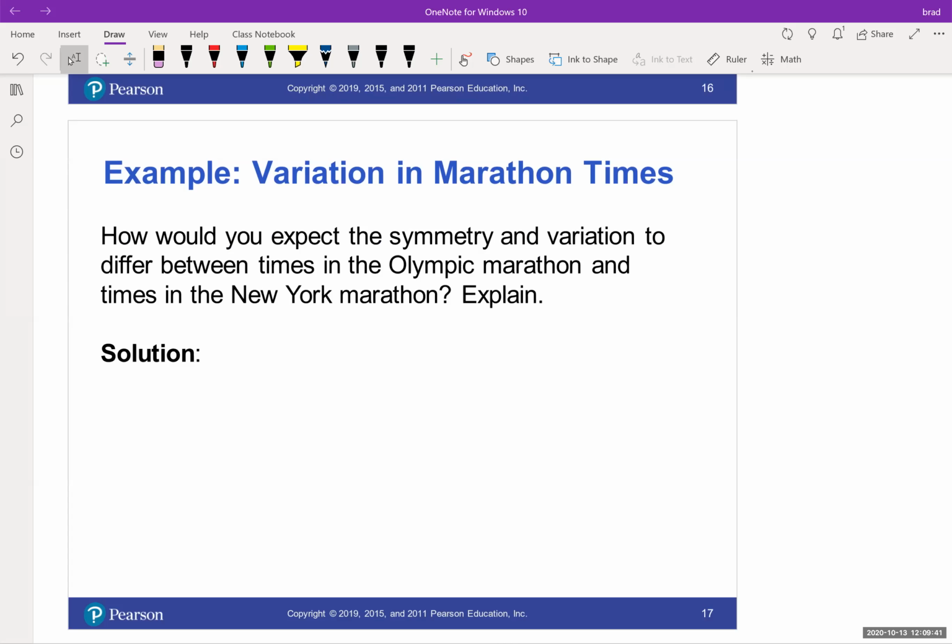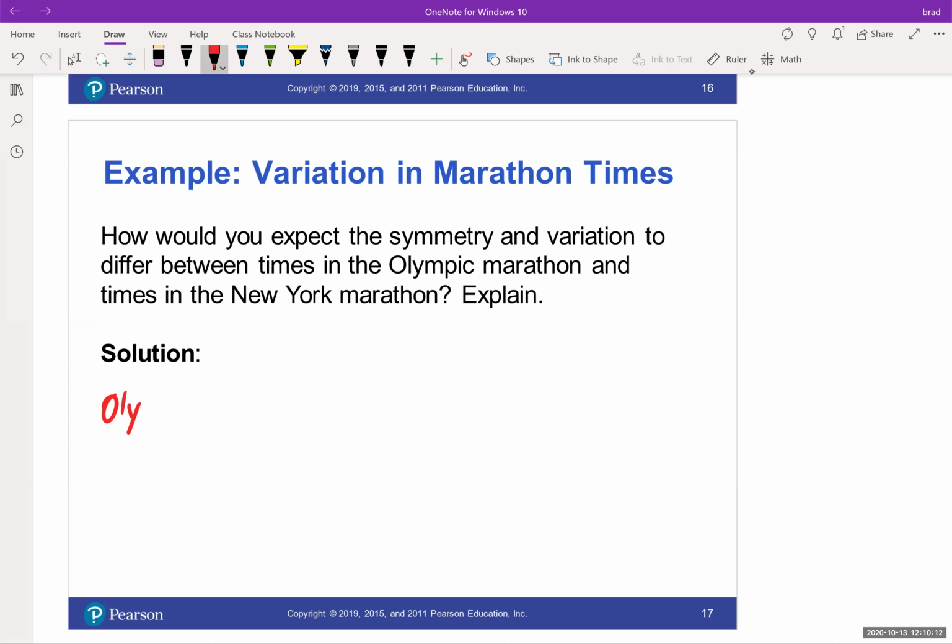Example of variation in marathon times. How would you expect the symmetry and variation to differ between times in an Olympic marathon and times in a New York marathon? Now think about this real quick. If you're going to the Olympics as a marathon runner, think about what level of runner you are. Are you the average runner, or are the only people that go to the Olympics the elite runners from every country? So you would expect all of their run times to be very close because they're all elite athletes. There won't be a lot of variation.